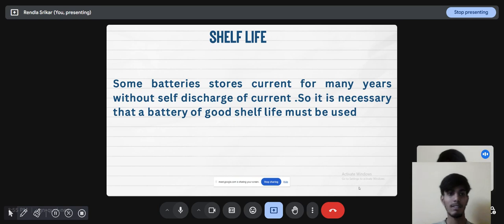Then next, we have shelf life. Some batteries store current for many years without self-discharge. So it is necessary that a battery with good shelf life must be used. When we do not use a battery for a long time, the power loss must not happen, which is one of the characteristics of a battery that plays a crucial role.